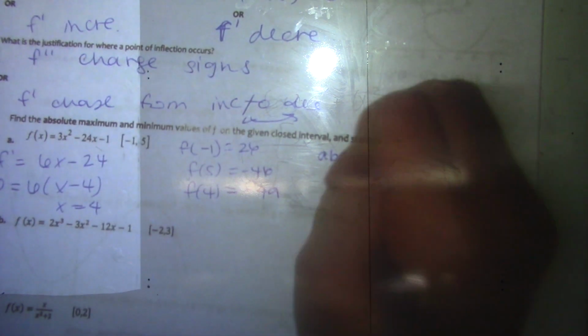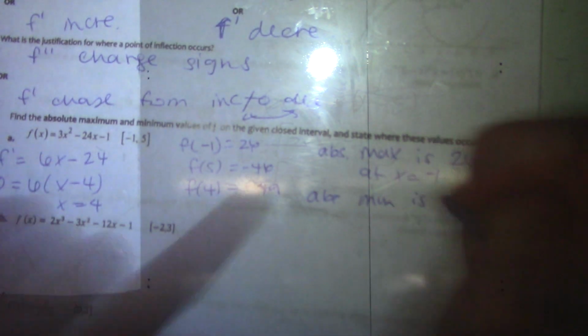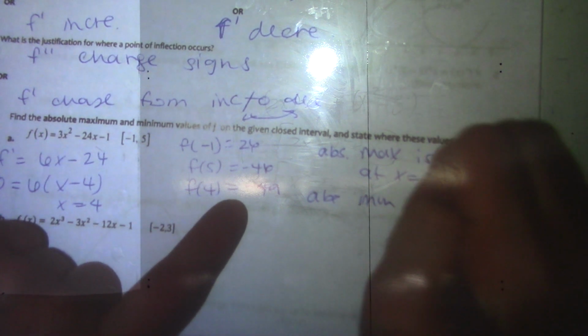So I want to know the maximum. So the absolute max is, what was my maximum? 26 at x equals negative 1. And then my absolute minimum on the interval is negative 49 at x equals 4.